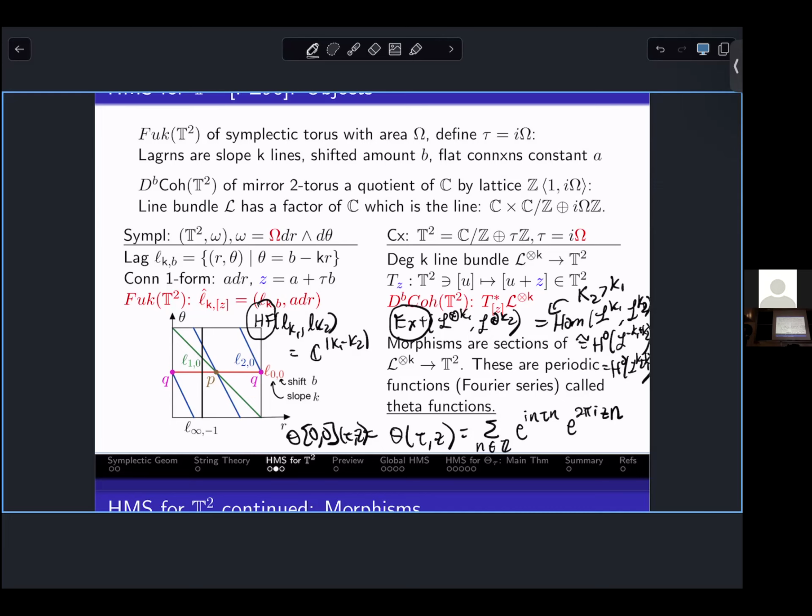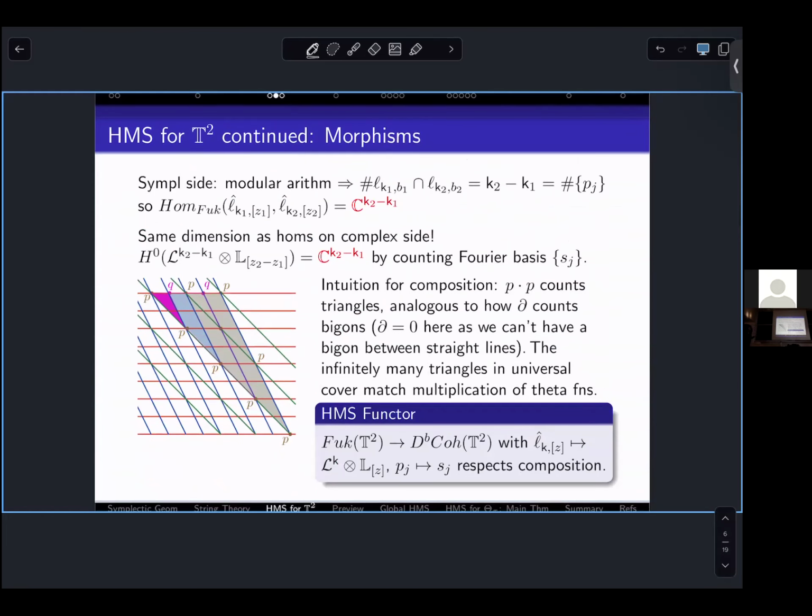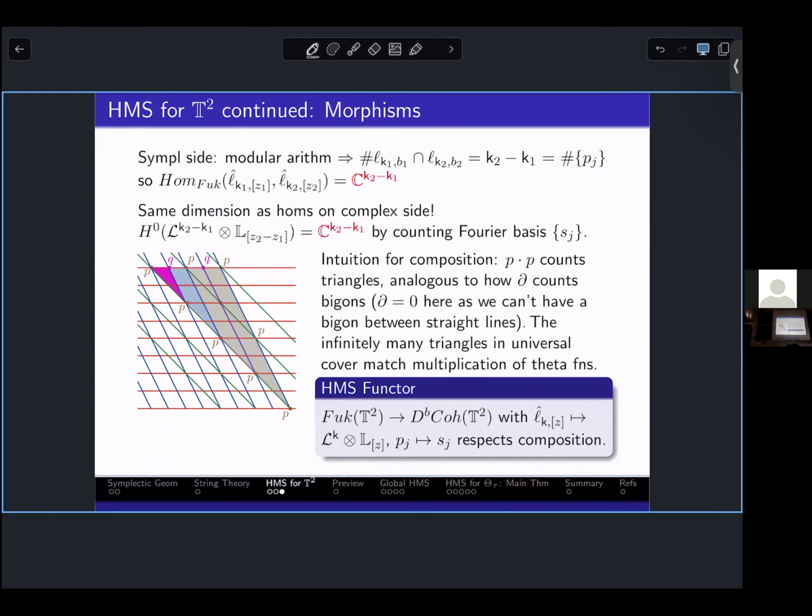when you look at LK, your number of sections squares. So here, if this was a T4, this would be (K2 minus K1) squared. If this was a T6, it would be cubed, and so on. Okay, so as vector spaces, these are the same dimension, but we also have composition in the category.